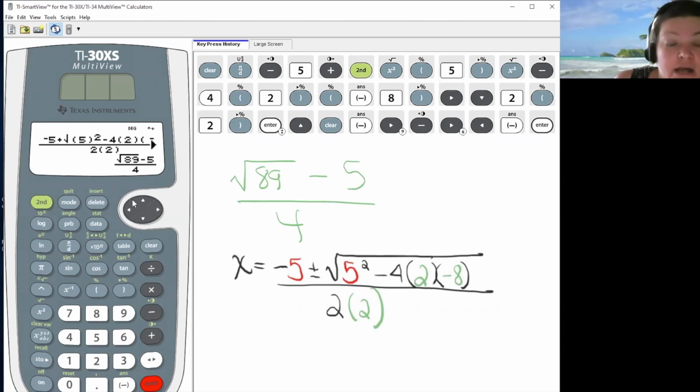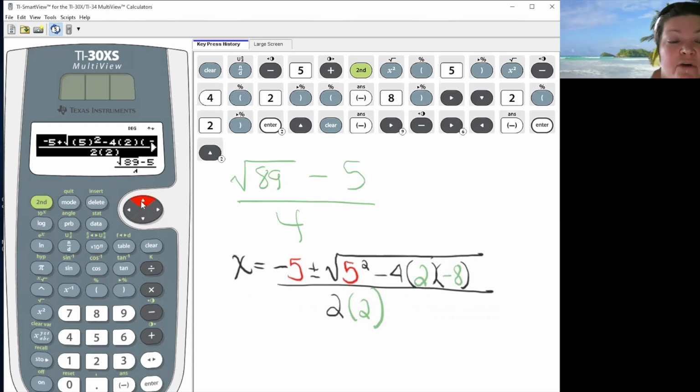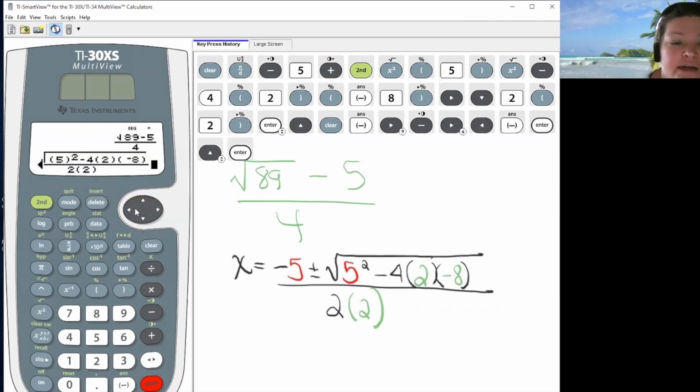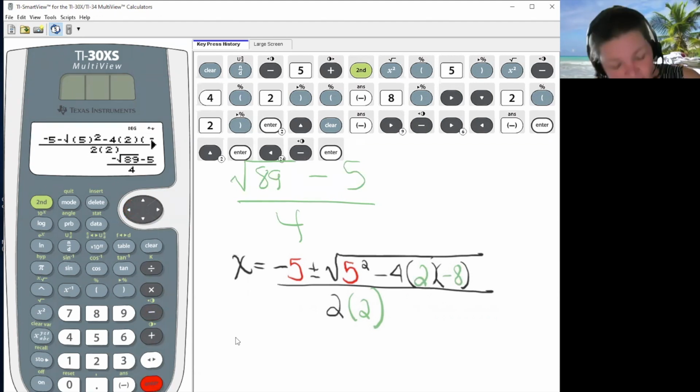Now, again, I can get this answer for the one for the minuses by arrowing up, entering on that selection, and then going and just pressing left arrow until I get to the plus sign and turning it into a minus sign. A minus sign, not a negative sign. And dear goodness, it gives me negative square root of 89 minus 5 all over 4.